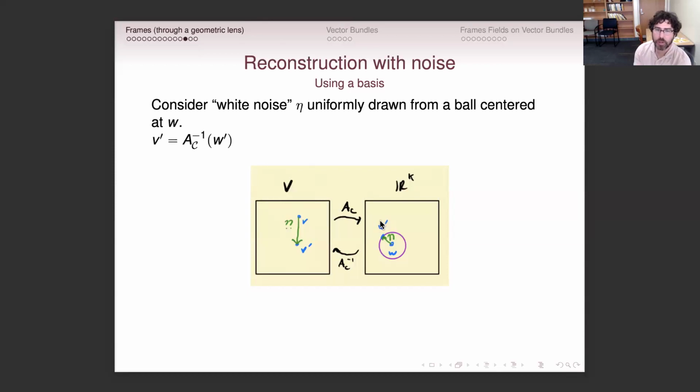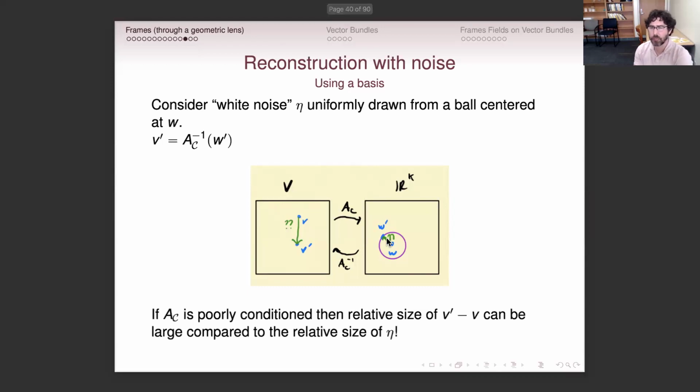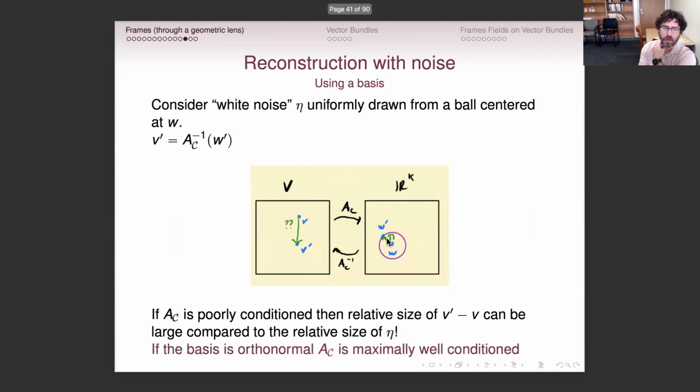And then when I apply the Moore-Penrose pseudo-inverse, here the Moore-Penrose pseudo-inverse is actually the inverse of the analysis operator because I'm using a basis. I'm going to get some other vector. And I want to know, what's the size of this relative to the size of that? Something that can happen is if the analysis operator is poorly conditioned, like if it has a large condition number, then the relative size of my recovery error can be quite large compared to the relative error of my noise. And so this is a situation where an orthonormal basis is handy because it's not hard to check that an orthonormal basis is maximally well conditioned.